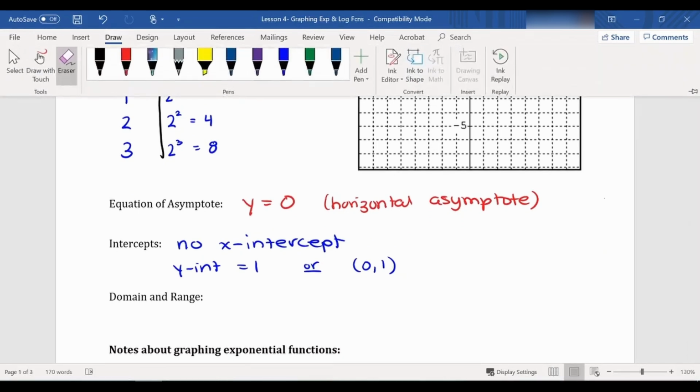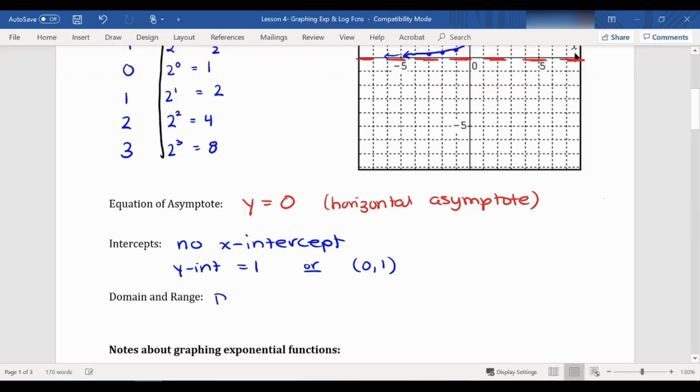Our domain and range, we know that we can plug in any x value we want. There's no restrictions there, which means my domain is all real numbers. My range, we see that all of our y values are positive or above the x-axis here, but we can't actually touch the x-axis, which means our range is greater than 0, but not equal to 0, because when y is 0, we have a horizontal asymptote.